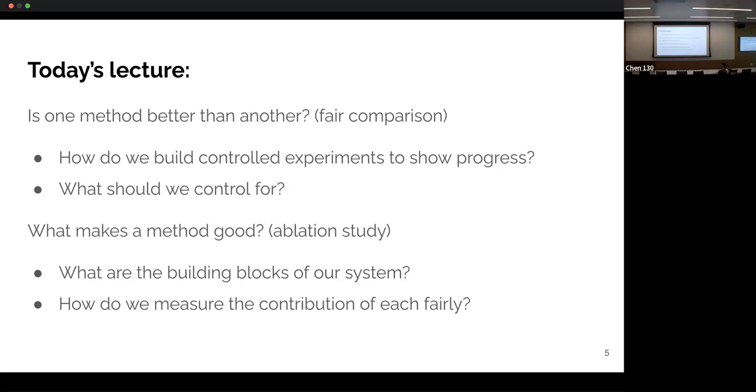And the second thing we're going to look at is what makes a method good. This is oftentimes referred to as an ablation study. We want to think about a single method, single system, and then pry out the different blocks that make it and maybe ablate them, so remove them, and see how is the performance without them. Okay?